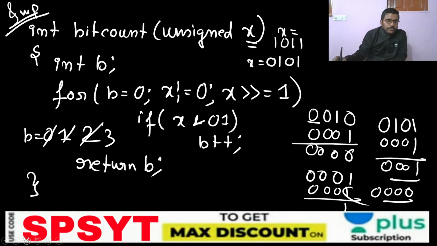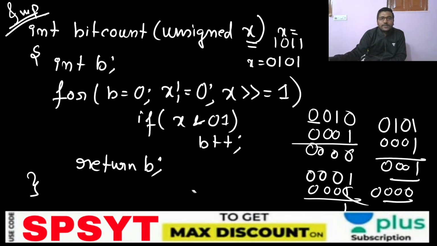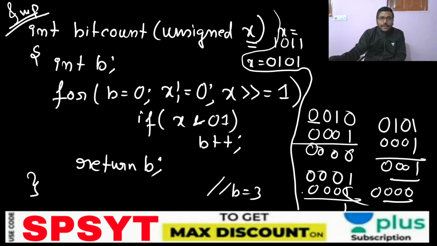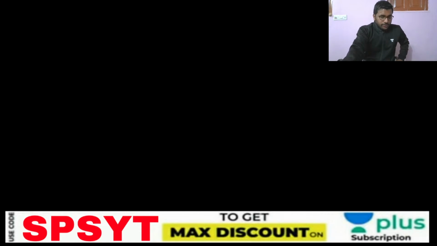Is it clear to all of you how this function is counting the number of ones? b is going to be 3. It is counting the number of ones in x. So why are we using unsigned here? Because it will be filled with 0.